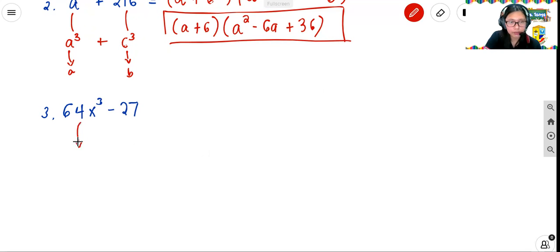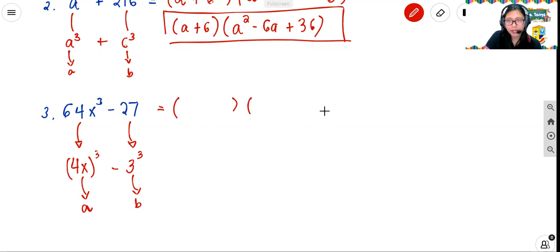If we simplify this further, we will have 64. The cube root of 64 is 4, so this would be 4x cubed. And this one, 27, that would be 3 cubed. Therefore, our a is 4x and our b is 3.